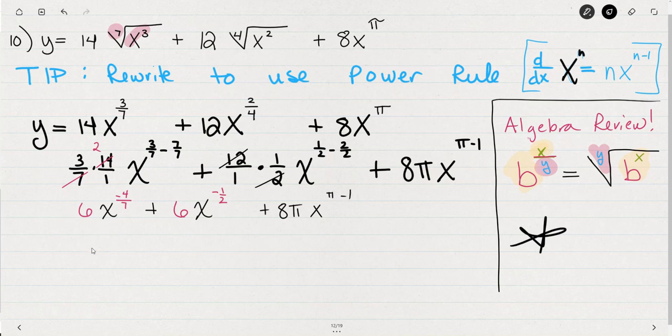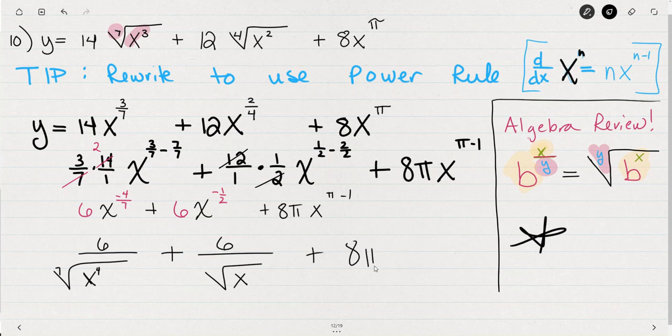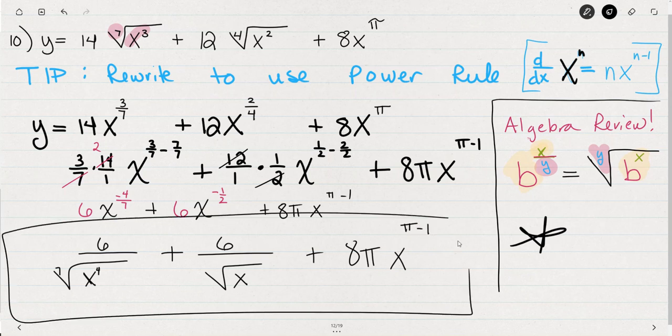When I simplify this, it's the same as saying 6 over x to the 4th power, 7th rooted. So that numerator 4 sticks to the base x, and the 7 becomes the index of the radical. So we have 6 over the 7th root of x to the 4th plus 6 over the 2nd root of x, or in other words, the square root of x. And then there's nothing to do here with the 8 pi, or the x to the pi minus 1. So that's the derivative.